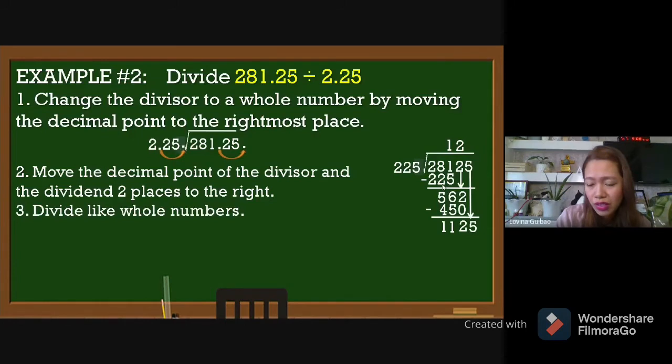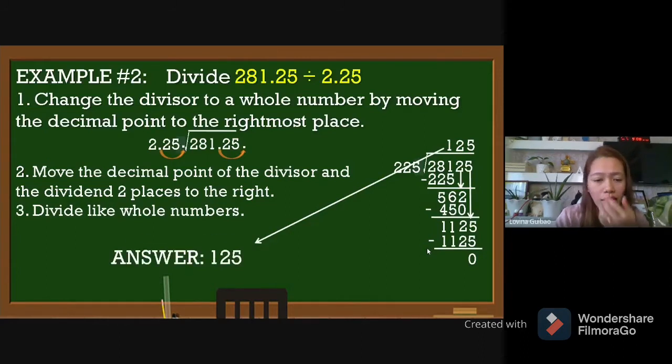Bring that down, which is 5. So your new number is 1,125 divided by 225. How much would that be? That will be 5. 5 times 225 is 1,125. Tama. Okay, let's subtract. 0. So the final answer to this problem, example number 2, dividing decimals by another decimal, is 125.